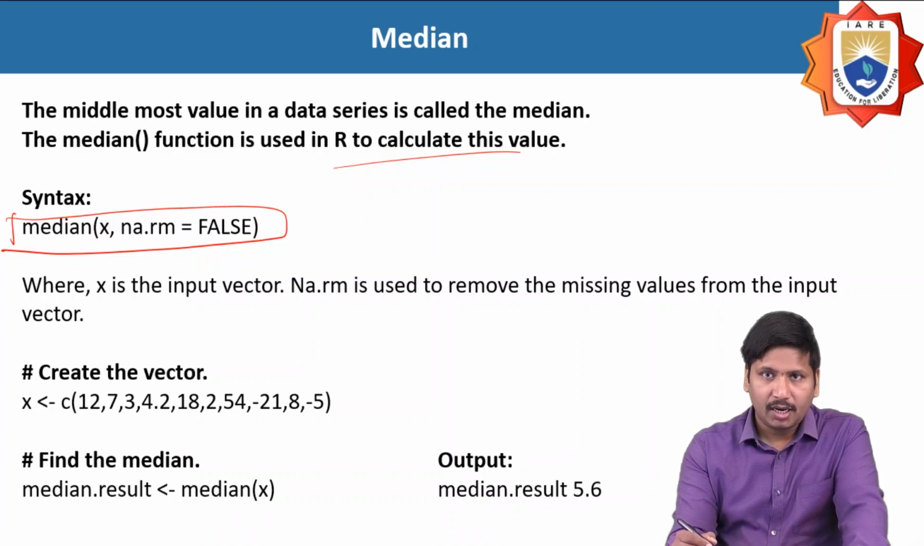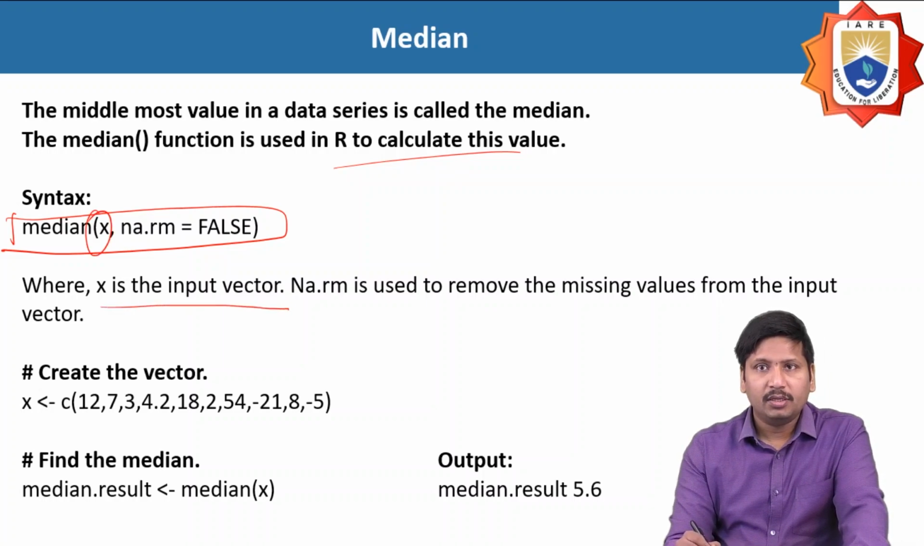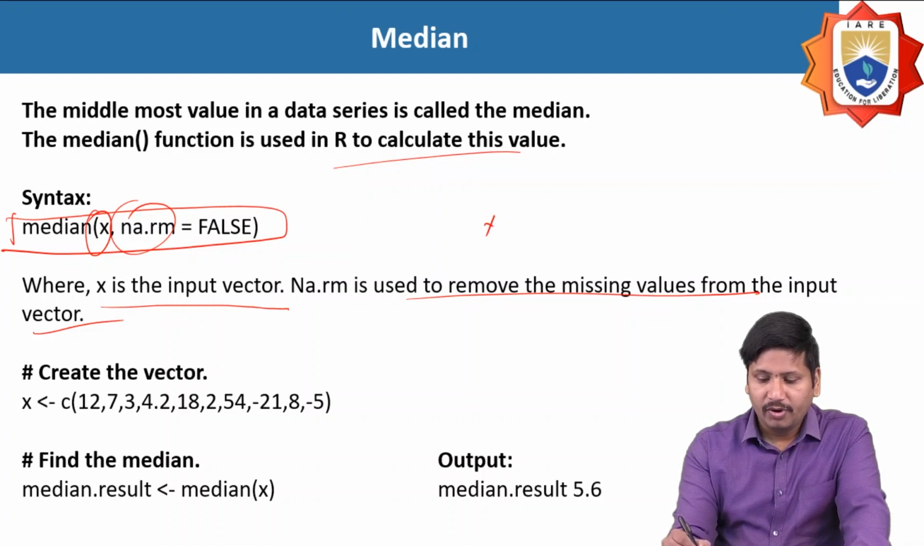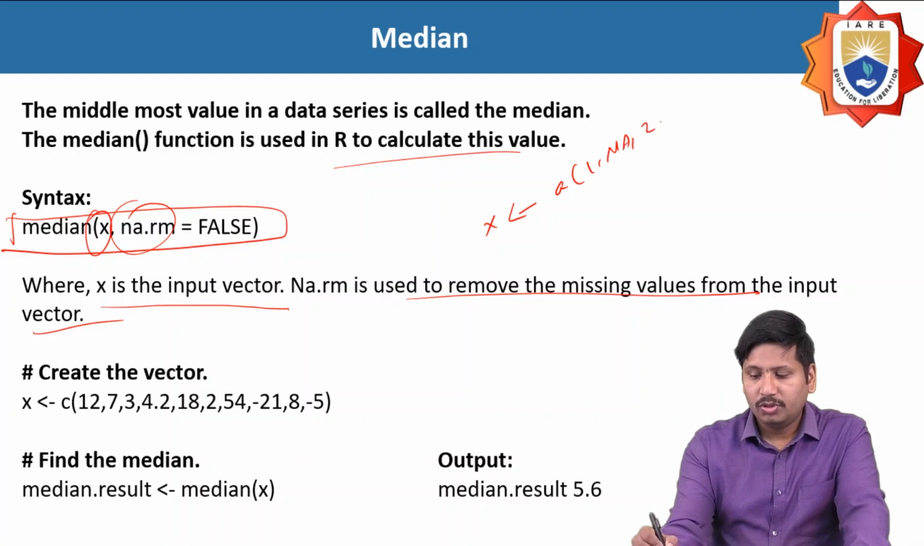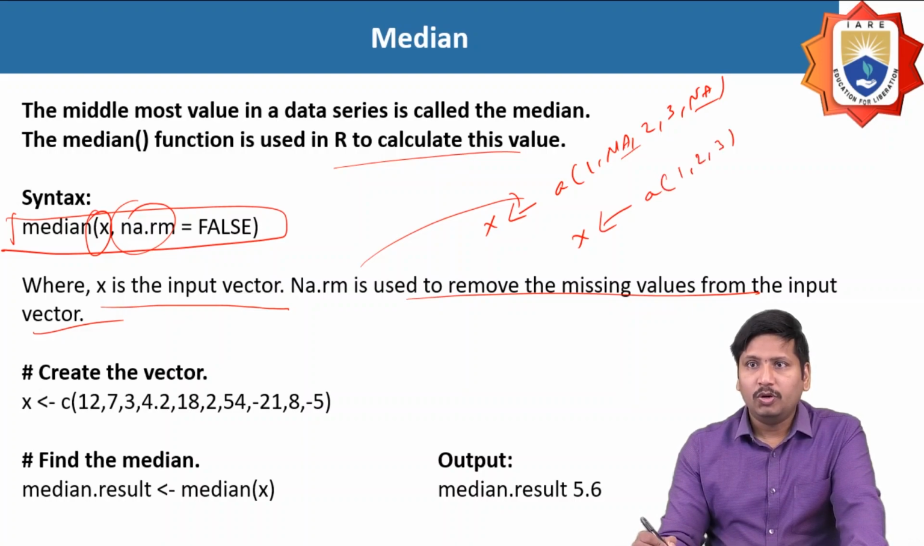Similarly, how the mean is calculated. Here also, x is an input vector, and na.rm is another attribute that is used to remove the missing values from the input vector. Just now I said, suppose the vector has values like 1, not available, 2, 3, and not available. By using this, I can remove the missing values, and what I get is exactly 1, 2, 3. Like this you can do.